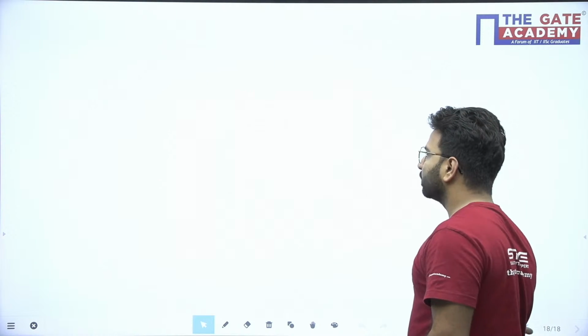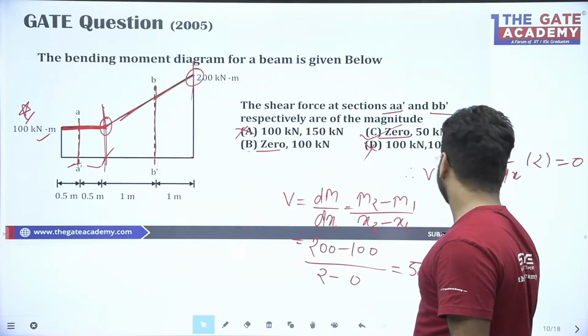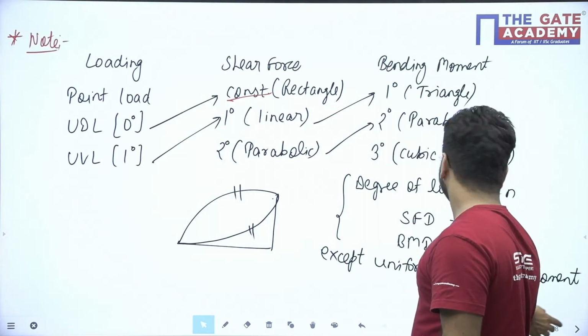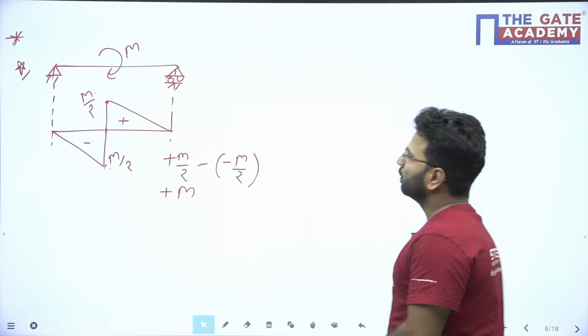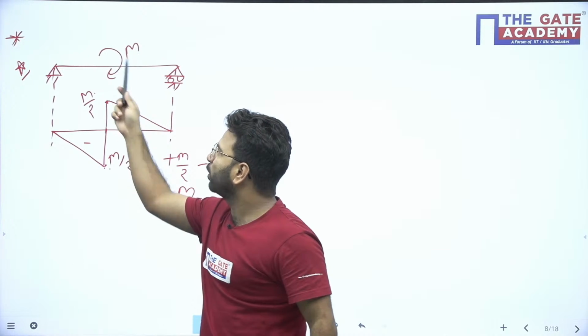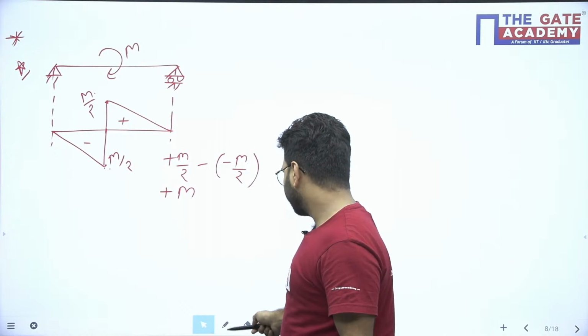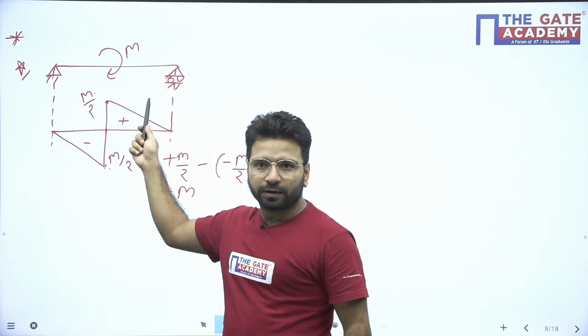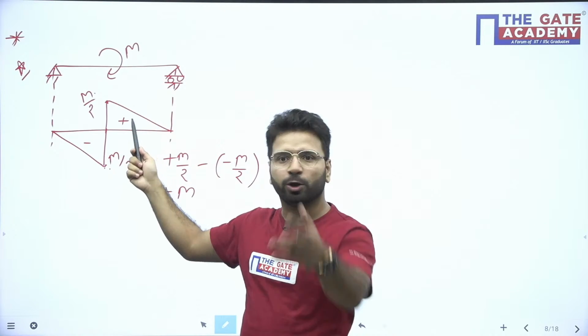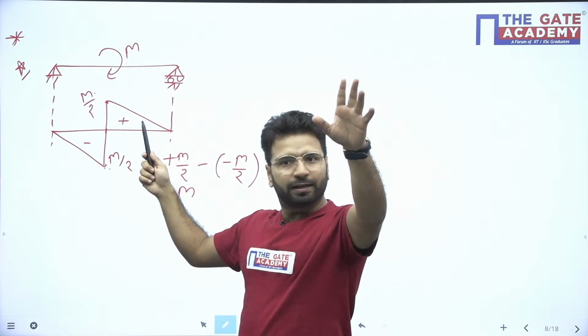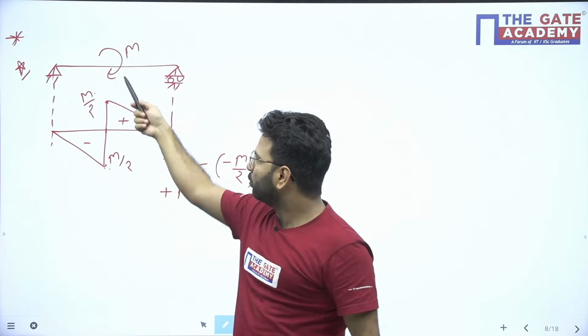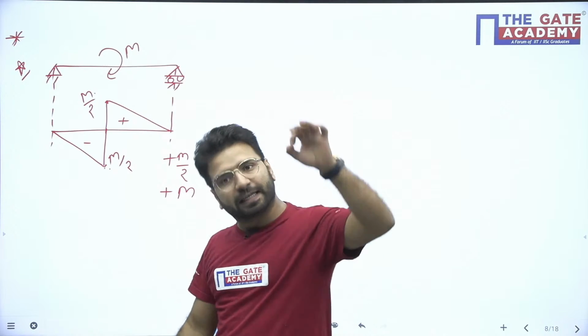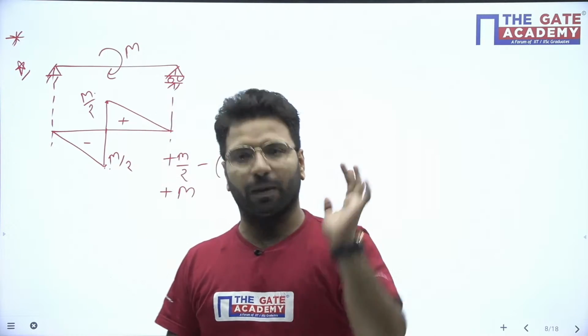Jay beta, if I show you here, is there any load in between this point and this point? No. Okay, it's not like that. If the bending moment is suddenly changing, it means a couple is definitely present. That is happening due to the couple.